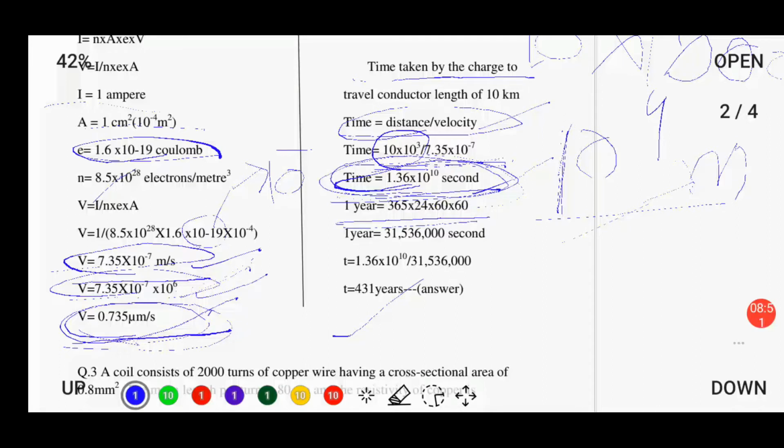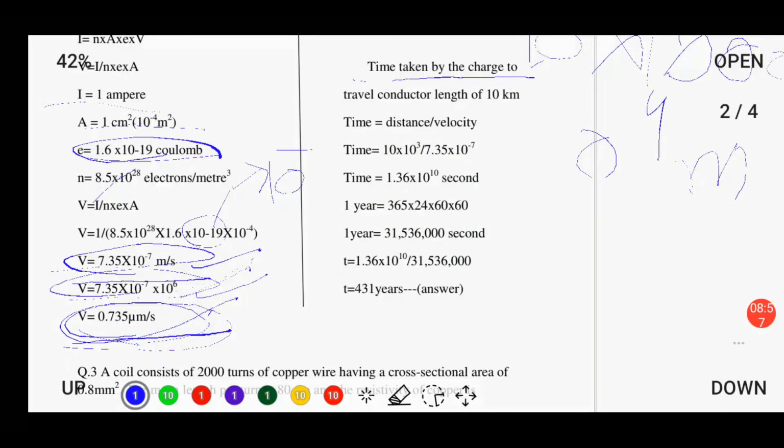We already know that 1 year contains 365 days, 1 day has 24 hours, 1 hour has 60 minutes, and 1 minute is equal to 60 seconds. The total comes out to be 31 million 536,000 seconds.